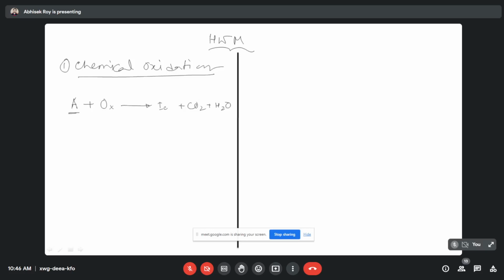Now that intermediate compound may be less toxic than the original. However, this intermediate compound may also be amenable to further treatment, like either we can treat it by a biological method, or by further chemical treatment, by which it will be converted to a non-toxic compound.